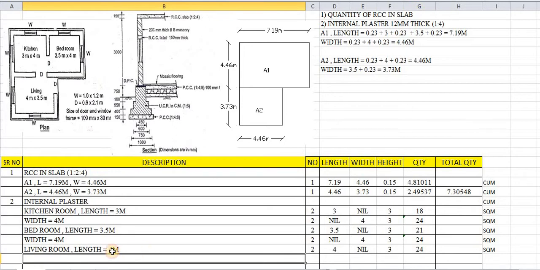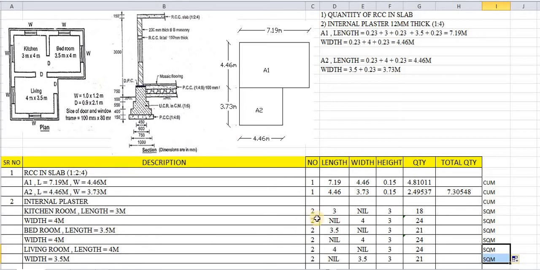Same way for the living room, for the length we have considered, now the width. Width of this living room here is 3.5 meters. So how many numbers? 2 numbers of walls are there, but along the width side, so there will not be length. Width is 3.5. What about height? Height is 3 meters. So here it has been the same. Okay, so it comes to be 21. Again it has been measured in square meters.